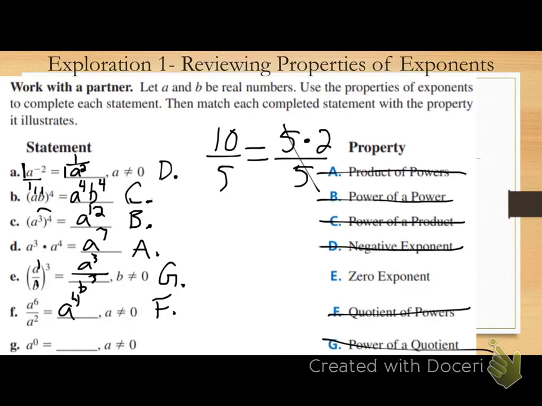A to the 0 power. What is it? Don't say 0. It's not 0. Is it the equal sign? Anything to the 0 power is 1. If I have 12,543,251 to the 0 power, the answer is 1. That is our 0 exponent property.